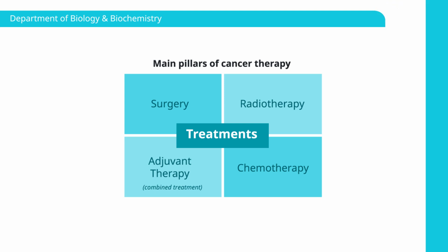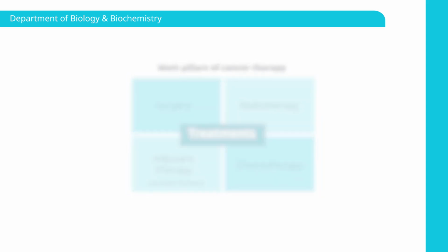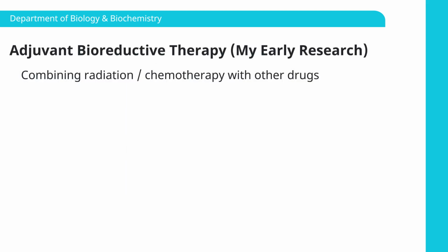Adjuvant therapies are therapies that combine, let's say, either radiation or chemotherapy with something else. And I'll give you an example of an adjuvant therapy that I've researched. In my early days, it was a new type of drug called a bioreductive. And how does that work?